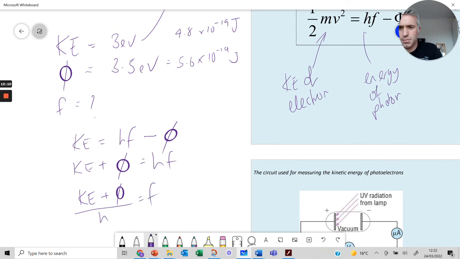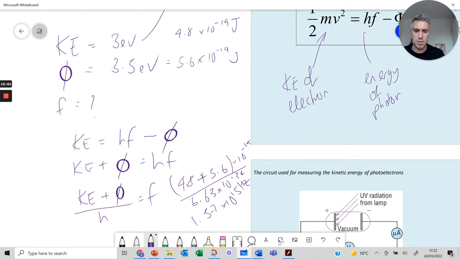So 4.8 plus 5.6 times 10 to the minus 19, all over 6.63 times 10 to the minus 34. 4.8 plus 5.6, times 10 to the minus 19, divided by 6.63 times 10 to the minus 34 gives us 1.57 times 10 to the 15 hertz.